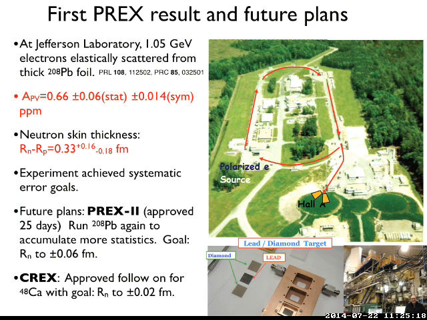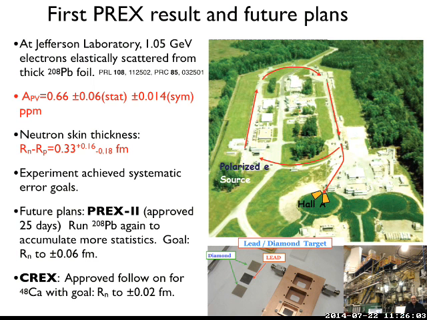Experiment ran in 2010. 1 GeV electrons elastically scattered from a thick lead foil. The measured parity-violating asymmetry, 0.66 parts per million, with a relatively large statistical and small systematic error. From this measured asymmetry, I inferred that the neutron skin thickness in lead, the difference between the RMS neutron and proton radius, is about 0.33 Fermis, but unfortunately this large error bar reflects primarily the statistical errors of the experiment.